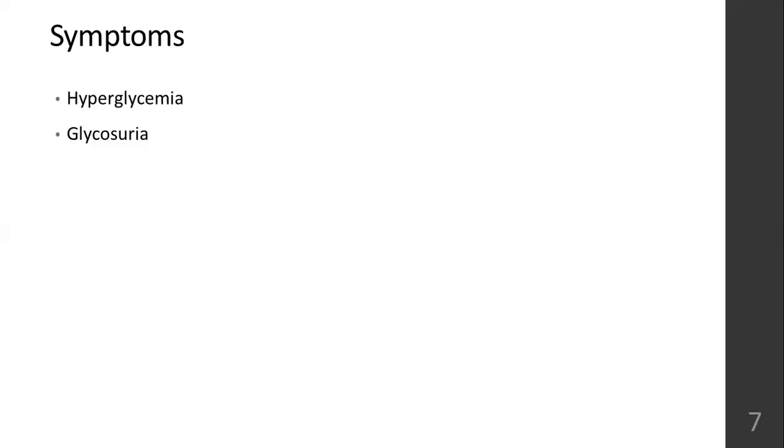Then glycosuria. When you have too much glucose in the blood, and when this blood goes through the kidneys, the kidneys will filter out the excess glucose. So what happens? Through urine, too much glucose is lost. So that is a situation of glycosuria.